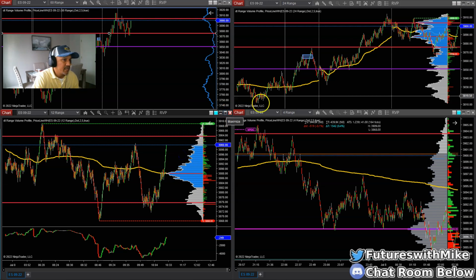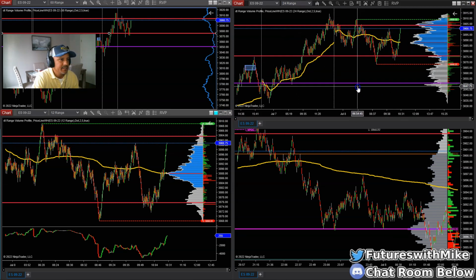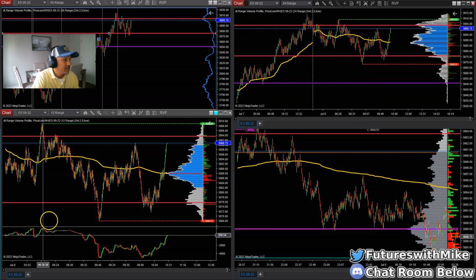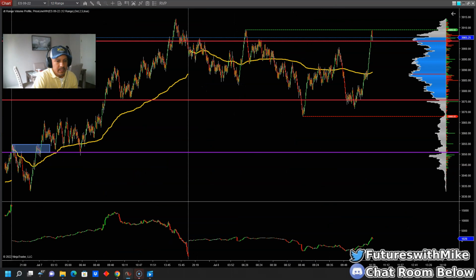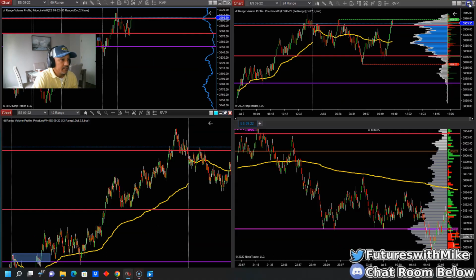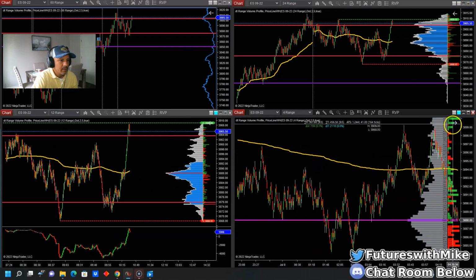Looking at the 12 range now, we can see if there are any areas from which we could possibly get into a move. I don't know. We'll see. Okay, let's see. What's this thing doing? Let's look at the full range chart here as well.